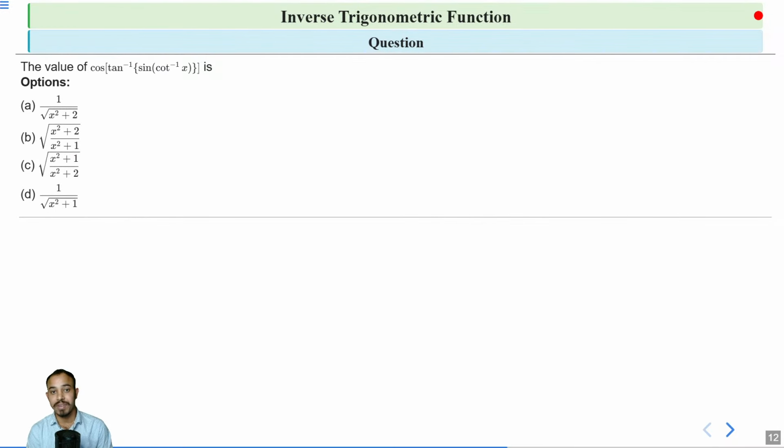In this question we have to find the value of cos of tan inverse of sine of cot inverse x. And here we have given 4 options, so you have to choose the correct answer from the given options. So first of all, try it by yourself and give your answer which option is correct here.